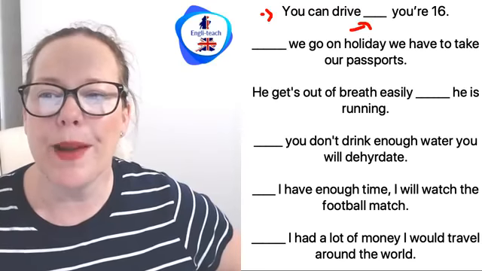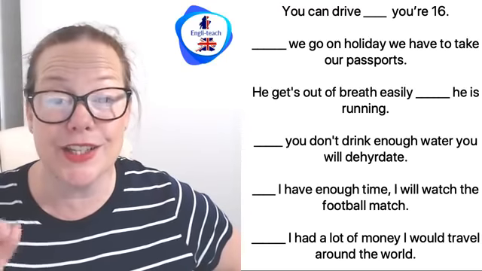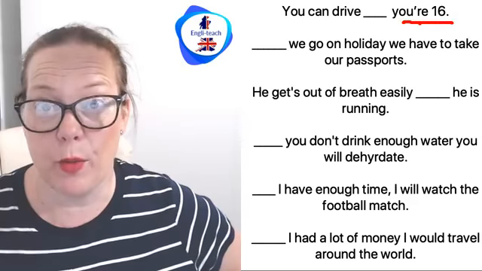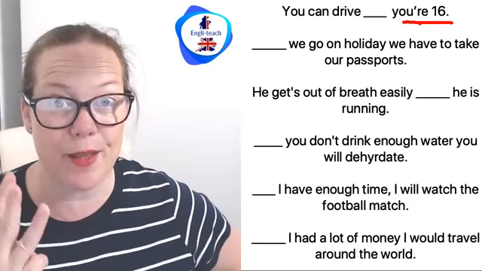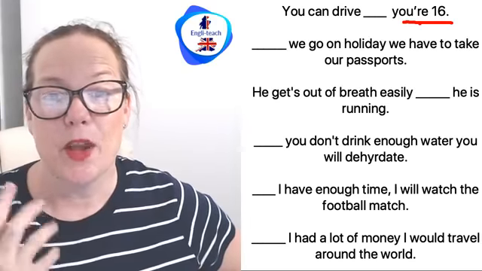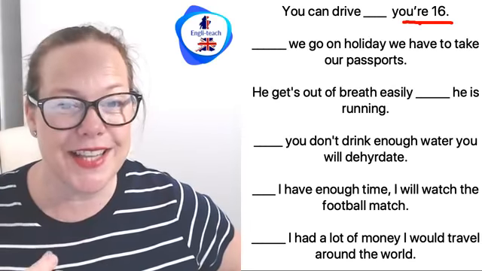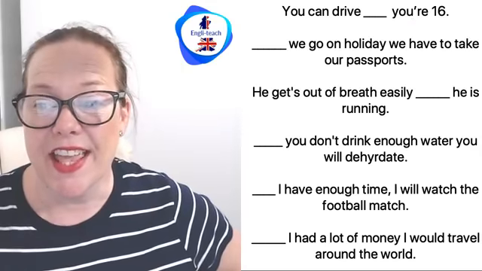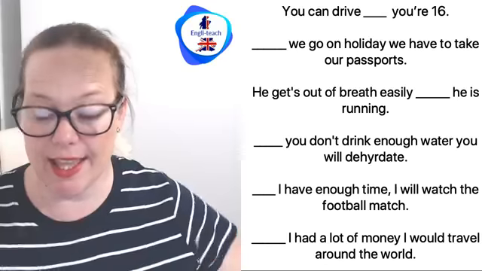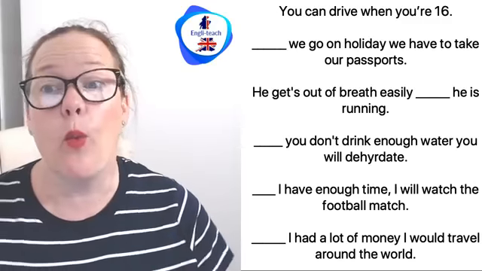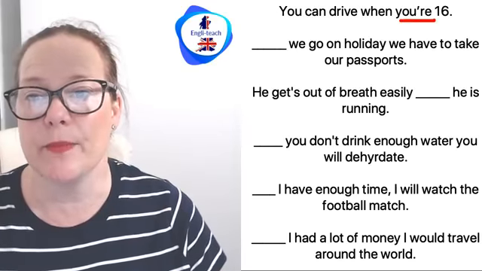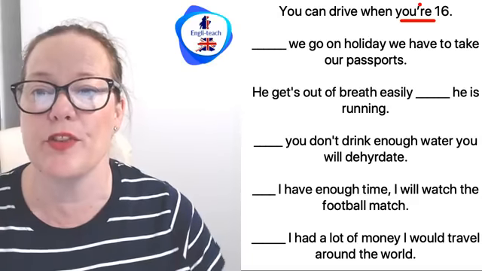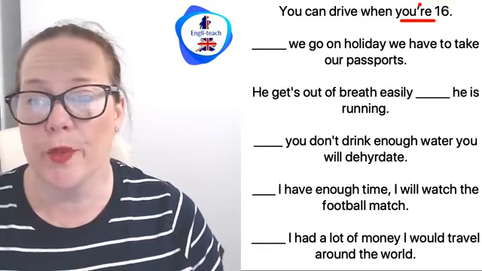So we're talking about something that you can do at a certain time period. Remember what I said about time periods. So when someone gets to the age of 16, they can what? They can drive. So in here, you can drive when you're 16. So your is short for you are. Obviously, we're using the apostrophe here. So we're saying you're. Okay.